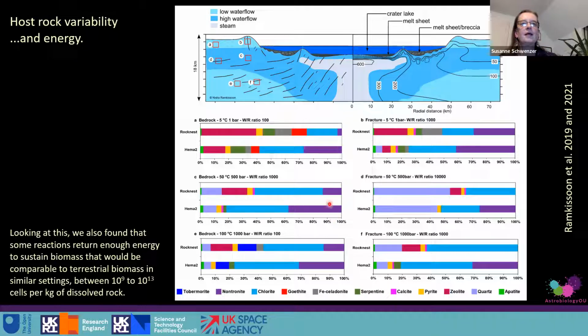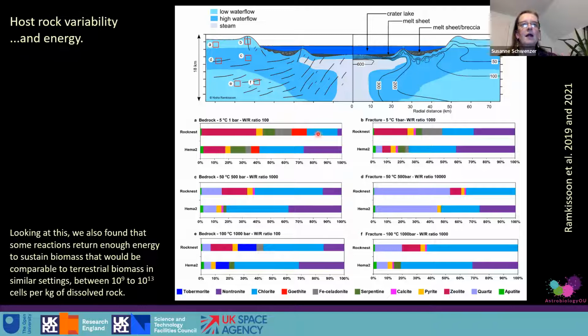Nontronite in purple here, the one on the very right for those missing here in Rocknest, but chloride, and she has 100 degrees C here, and that's the example I picked from her paper. But she then took this a step further.